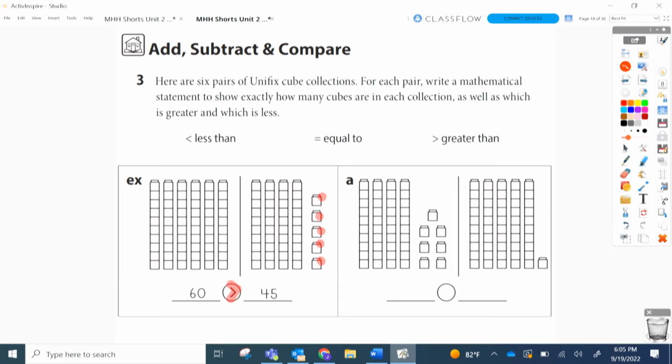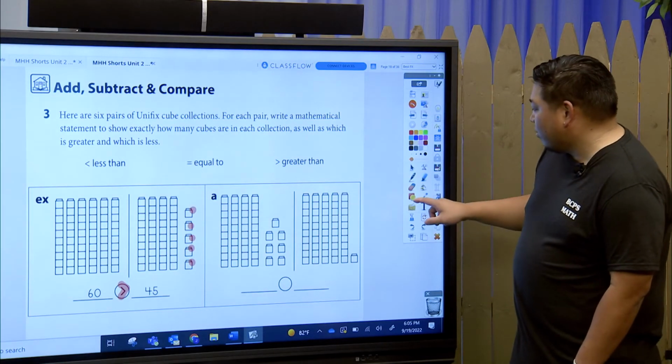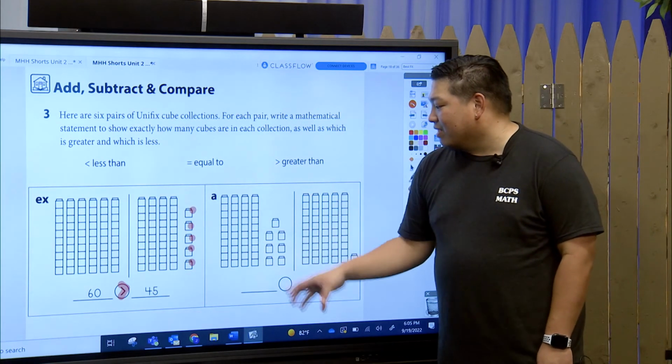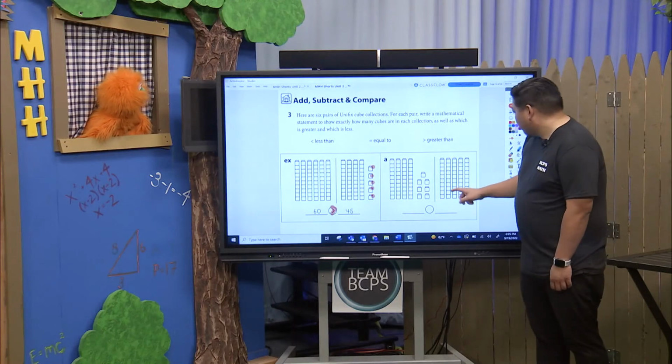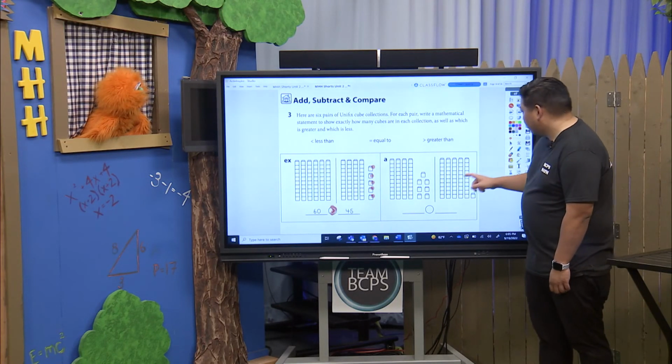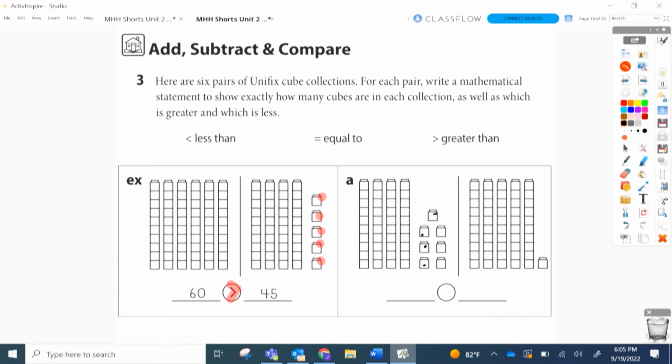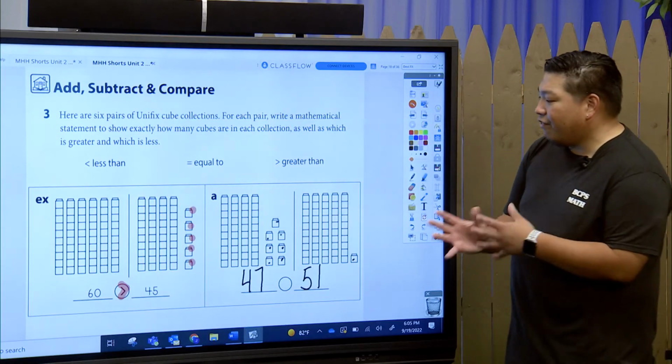Actually, let's do a couple of these, why don't we? All right, so let's take a look. What do we have on the left side here? We got 4 tens and then we have 1, 2, 3, 4, 5, 6, 7 ones. So that's 47. 4 tens and 7 ones is 47. And what do we have on the right? We have 1, 2, 3, 4, 5 tens and 1 one. So it'd be 51. So we have 47 on one side and 51 on the other.